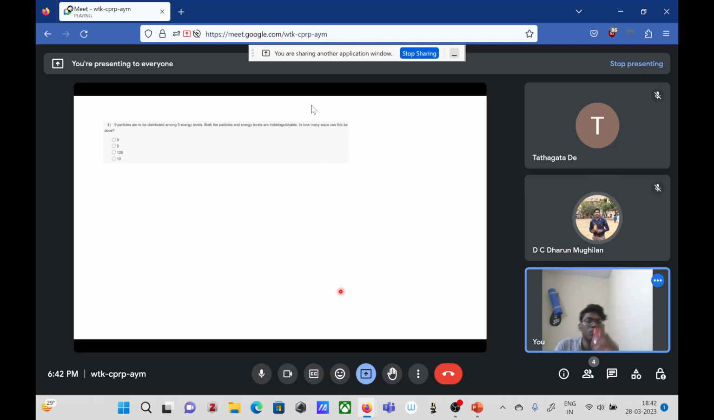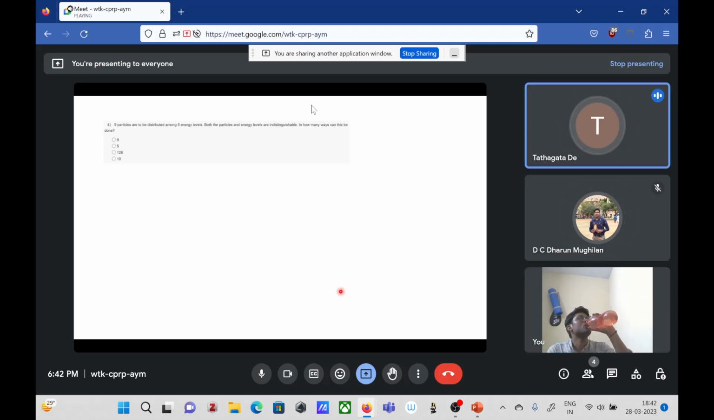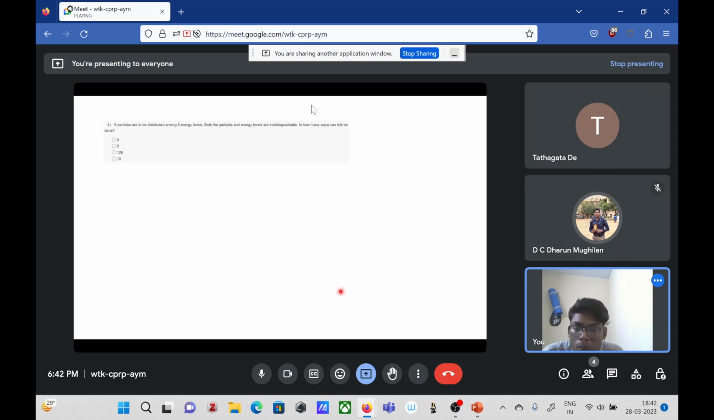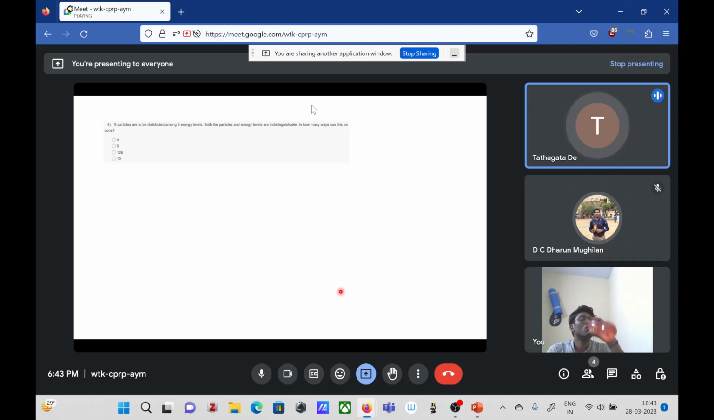Hello, am I audible? Yes, sir, you are audible. Is the problem clear? 9 particles and 5 energy levels, both indistinguishable. So there is no barrier like total energy should be this and that. No barrier, and no occupancy barrier also.